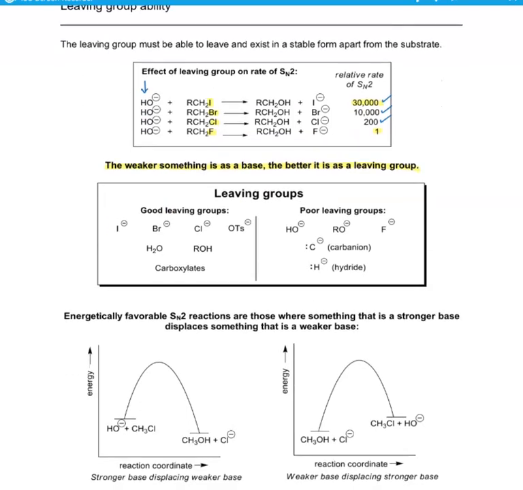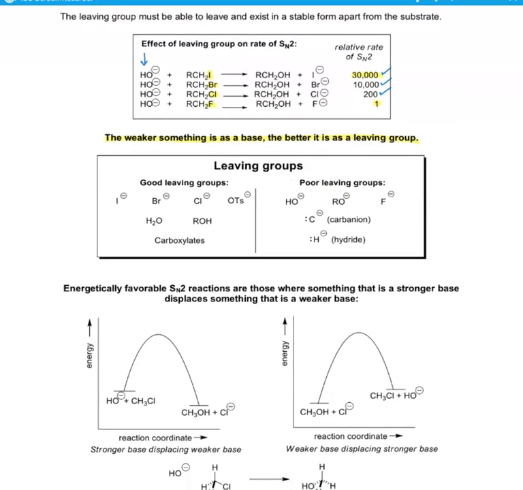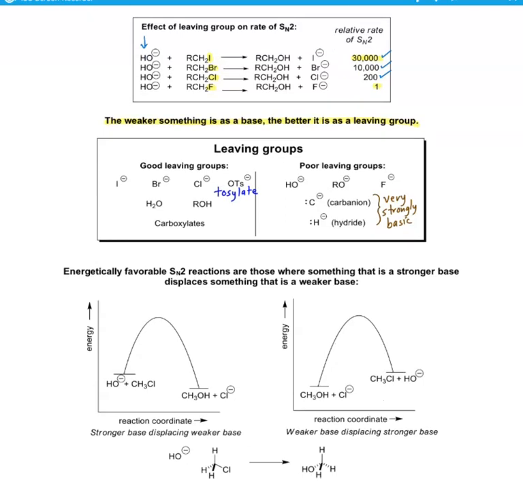Summarized in the table below, the good leaving groups, again, are going to be weakly basic, and we're about to get a closer look at this guy, OTs, which is called tosylate, so that's a weak base. And poor leaving groups are going to be things like hydroxide, alkoxide ions, fluoride ions, and then these two, carbanions and hydride. These are very strongly basic. So the weaker something is as a base, the better it is as a leaving group.